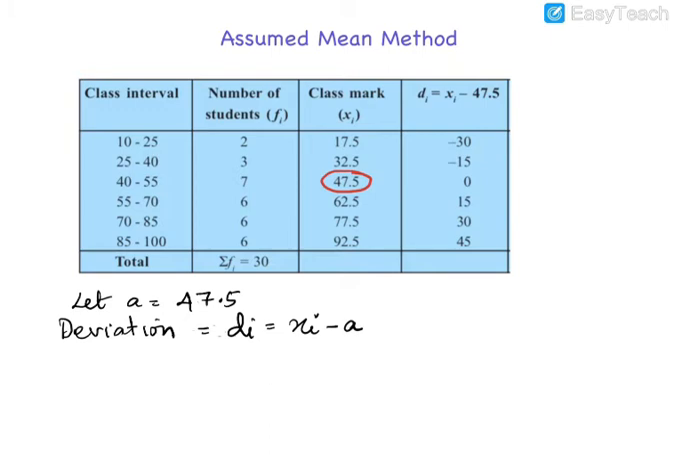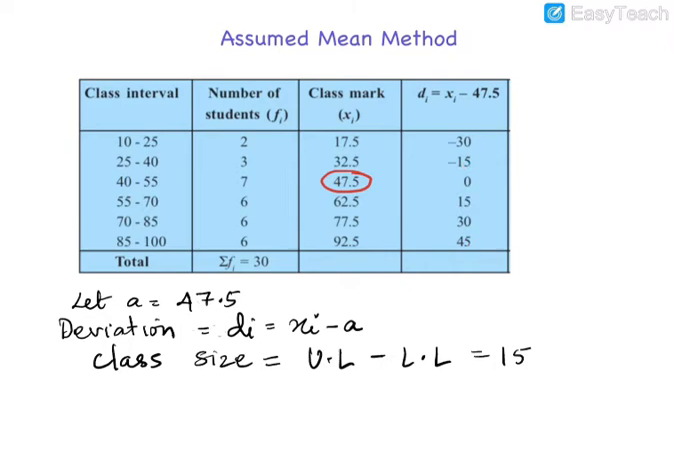deviation. Notice that di for the assumed mean value will be 0. And on one side of the di's, you will get negative values. On the other side, you will get positive values. And also notice that the difference between any two consecutive di values is same as the class size. The class size is given by upper limit minus lower limit. So in this case, the class size is 15. And the difference between the consecutive di's is also 15.